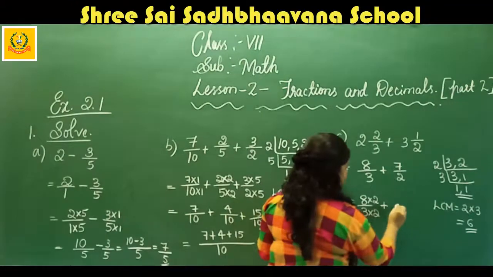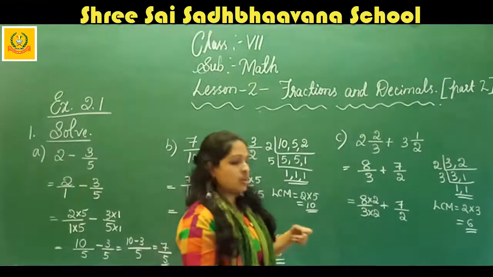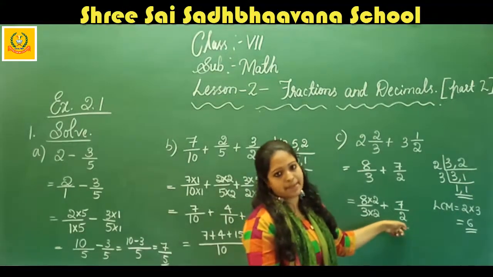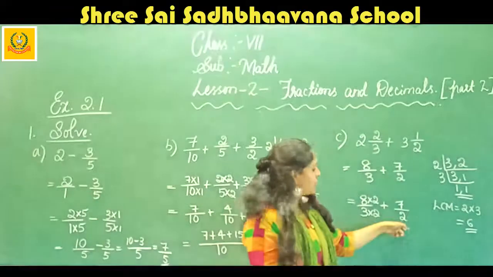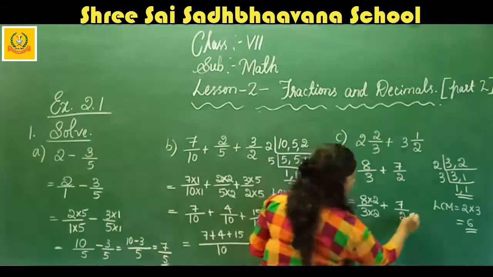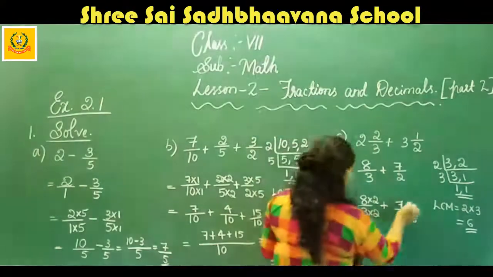The numerator also I have to multiply by the same number. Okay. Plus here 2 is there. Okay. Yes. I want to make this as 6. By which number I have to multiply? I have to multiply 2 by 3. Then I will get 6. Okay. 2 into 3. With the same 3 I have to multiply the numerator also.